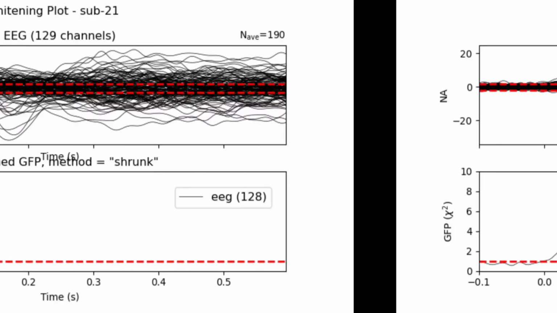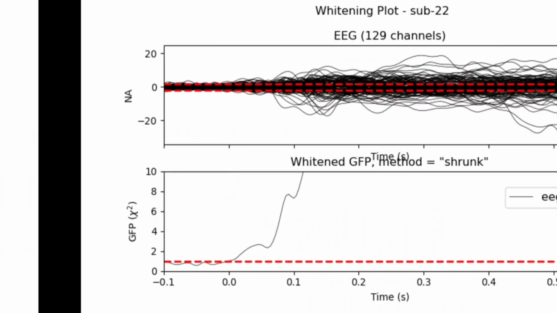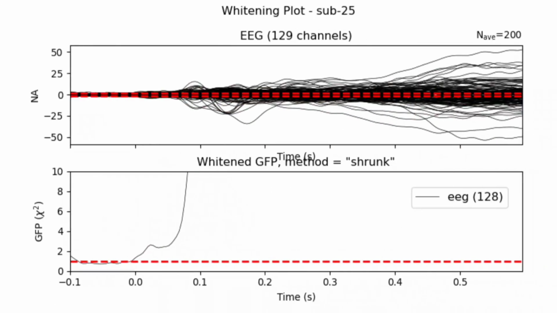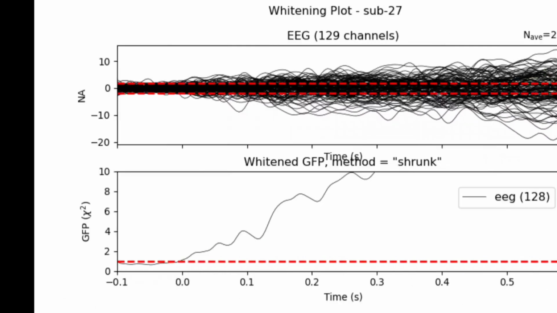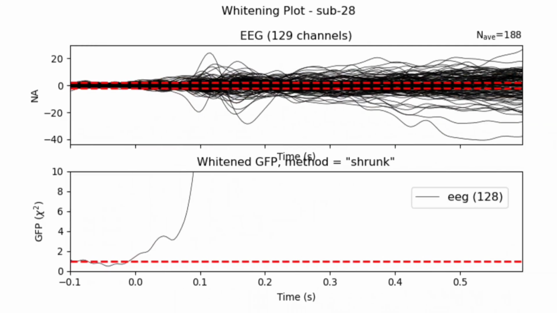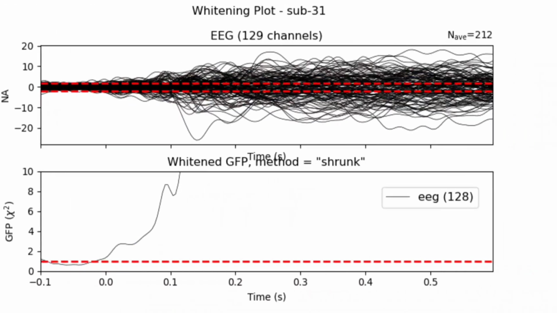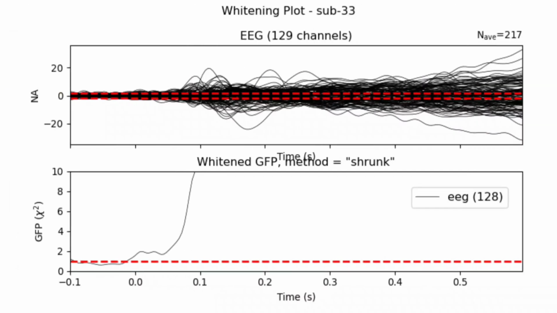Sub-21 to Sub-33, all remaining subjects. All of these subjects fall into the good to excellent category. They all display the key feature, a stable GFP hovering around 1 during the pre-stimulus baseline. The variations in the shape and size of the post-stimulus GFP jump reflect the natural variability in brain responses across individuals, which is exactly what you expect to see.